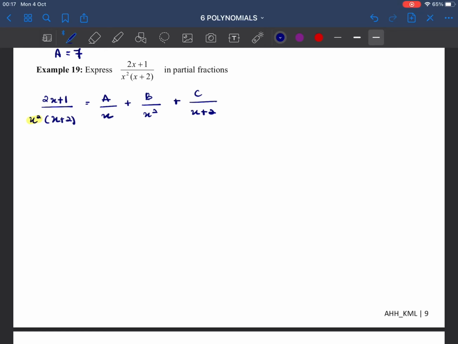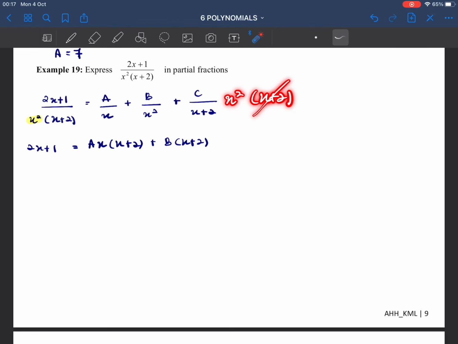Okay, multiply everything with the denominator, which is x squared (x plus 2). Here we'll have 2x plus 1. Here we can cancel x, cancel x. We will have ax(x plus 2). And here you will get x squared (x plus 2). Cancel x squared. You will have b times (x plus 2). And the last one here, we'll have x squared (x plus 2). Cancel x plus 2, you will have cx squared.